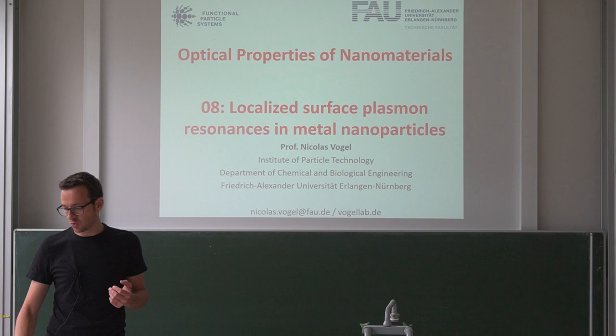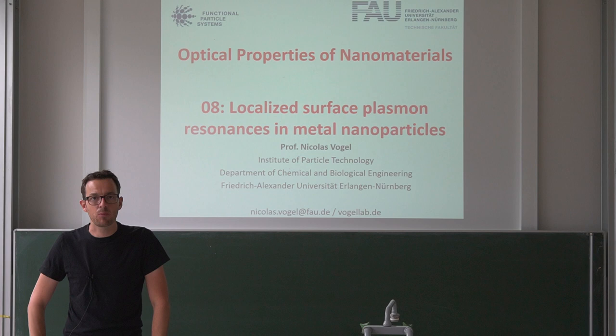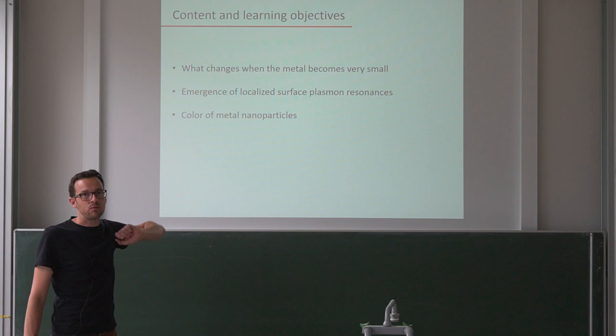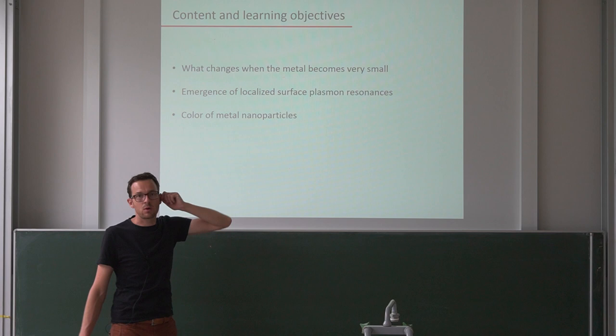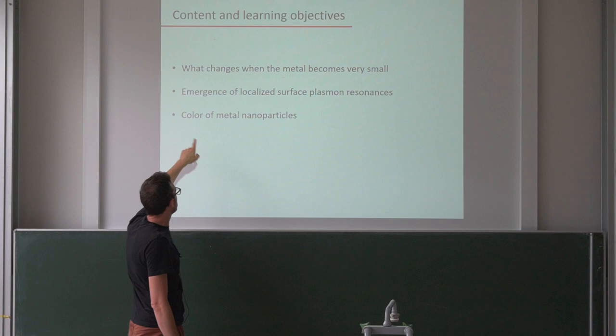Today we want to focus on what happens if we make the metal very small and discuss the optical properties of a nanoparticle. So what we want to learn is really what changes if we make the metal very small, and what we will see in a second is that this gives rise to the emergence of what is known as a localized surface plasmon resonance, and this resonance can describe the color of nanoparticles.